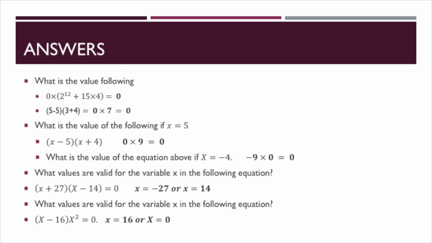Last one, what values are valid for the variable x in the following equation? (x minus 16) times x squared equals 0. Well, we can start by saying if x is 16, 16 minus 16 is 0. And so whatever value 16 squared is doesn't matter because it's 0. But we also know if x is 0, then 0 times 0, x squared, is 0. So there's another value, 0. So we can have x equal to 16 or x equal to 0.